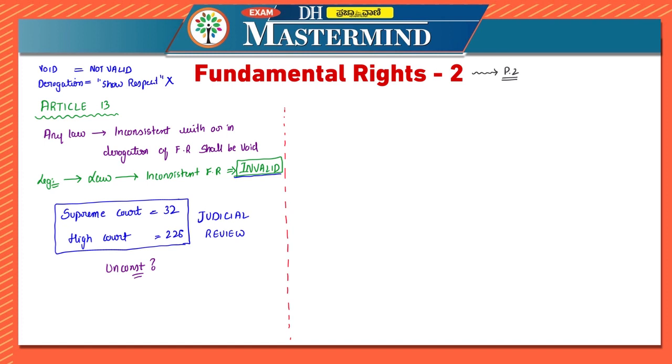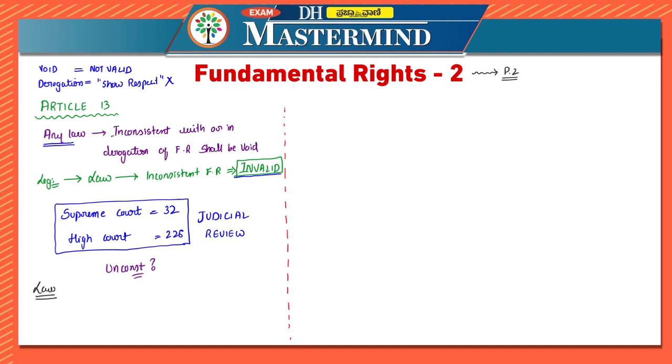Now we saw that there is any law, correct? When we were looking at the definition itself, we saw that Article 13 declares that any law that is inconsistent. We saw what is inconsistent, what is derogation, what is void, etc. Now, what is law over here? So, who makes this law? That is something which you have to remember.